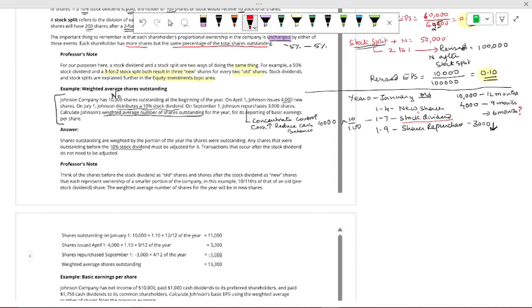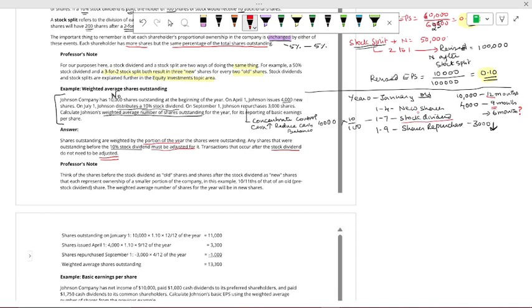Shares outstanding are weighted by the proportion of the year. The first one is for 12 months. The second is for how many months? 9 months. Any shares that are outstanding before the 10% stock dividend must be adjusted for it. Anything which has been issued before should be adjusted. Anything that happened after stock dividends need not be adjusted. That is the reason I put a question mark here.